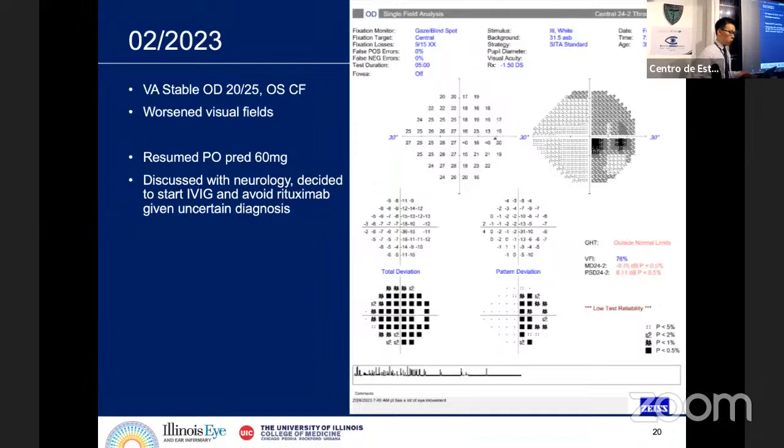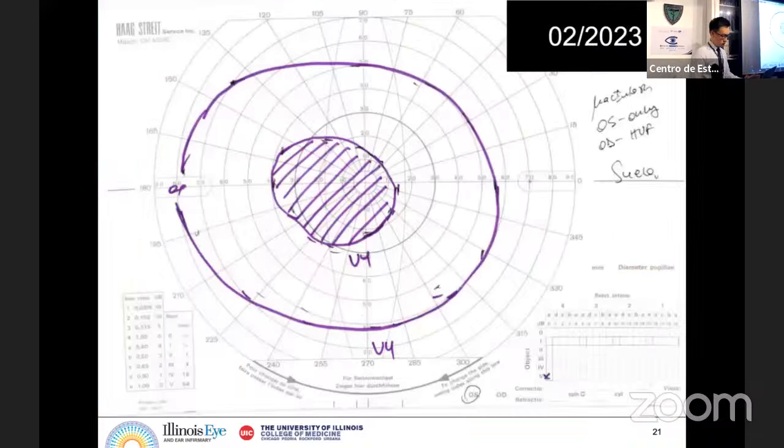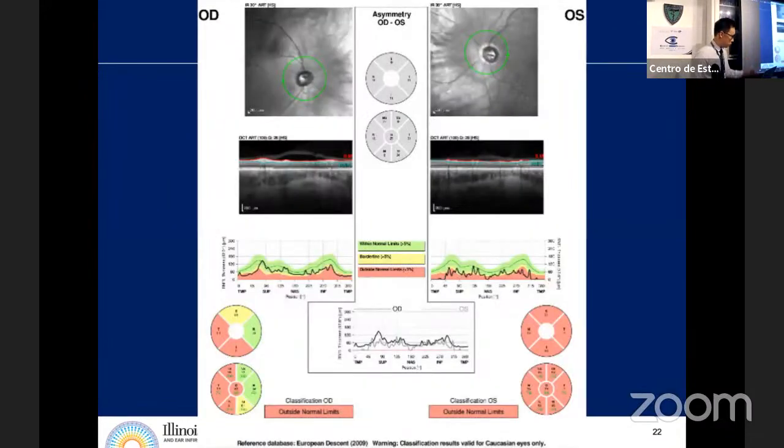However, given that there wasn't a very certain diagnosis at this point, neurology was hesitant to start rituximab, and they decided instead to have him go through another course of IVIG at this point. Here's his left eye, relatively stable. And we've also got just a CT here showing atrophic changes after the optic neuritis episodes.